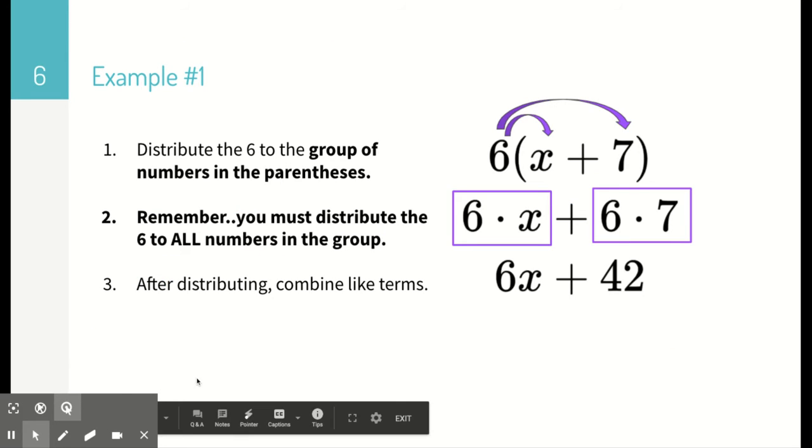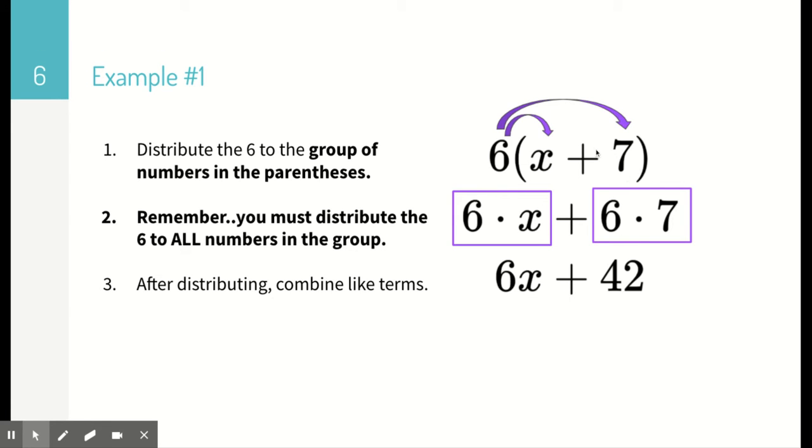So here's a basic example of the distributive property. We have 6 times x plus 7. Now x plus 7 is in parentheses. They are grouped together. So what that means is we're going to take the 6 and distribute it into this group. So 6 times x right here would give you 6x. 6 times 7, this is a positive 7. 6 times 7 would give you 42.